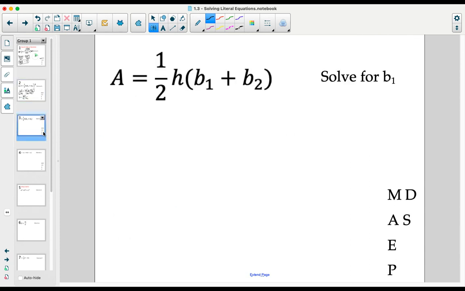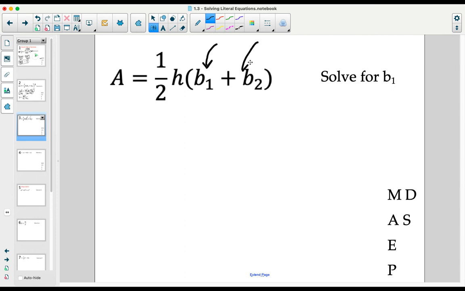Same exact formula, but this time we're going to try to solve for one of the variables on the inside of the parentheses. It doesn't matter which one you choose. The formula for the area of a trapezoid has a plus sign inside the parentheses, so it doesn't matter if you're trying to solve for b1 or b2, the process would be the same. In this situation, we've chosen b1 just for the sake of simplicity.